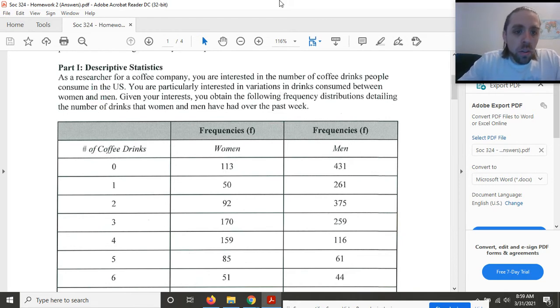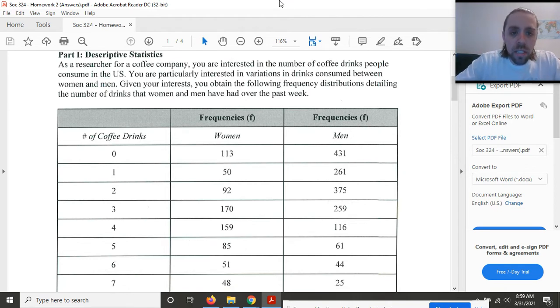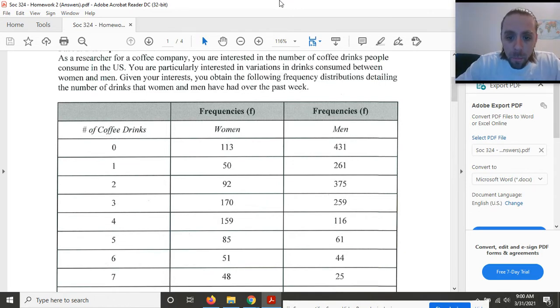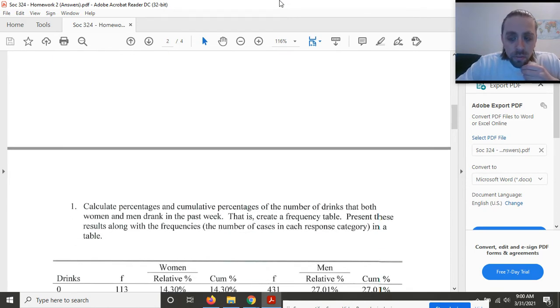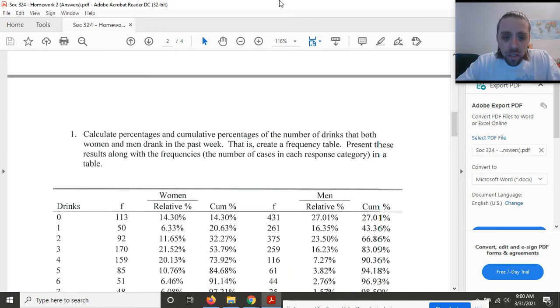So for part one, you were asked to pretend that you are a researcher for a coffee company, and here is a univariate frequency table that tells you the number of coffee drinks in the past week, controlling for gender, right? So we have one column here for women and one column here for men. You were asked to create a frequency table that included the relative frequencies and the cumulative frequencies.